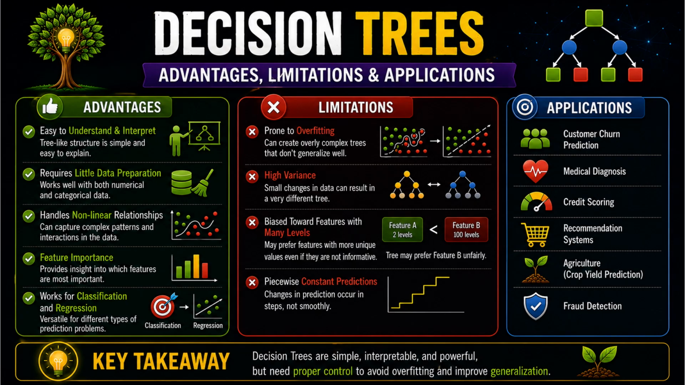Limitations: it's prone to overfitting. There is high variance; small changes in data can result in a very different tree. Bias towards features with many levels: it may prefer features with more unique values even if they are not informative. Piecewise constant predictions: changes in prediction occur in steps, not smoothly. Applications include customer churn prediction, medical diagnosis, credit scoring, recommendation systems, agriculture crop yield prediction, and fraud detection.